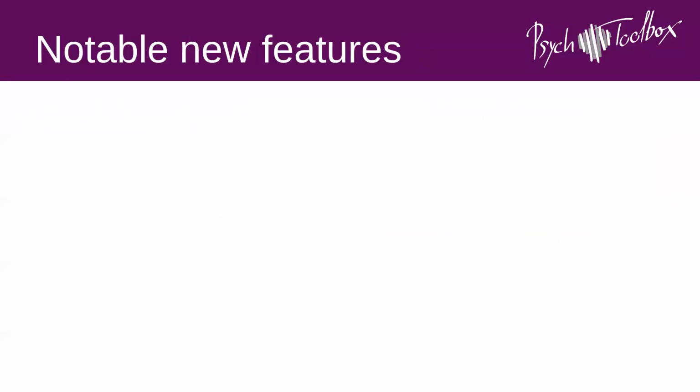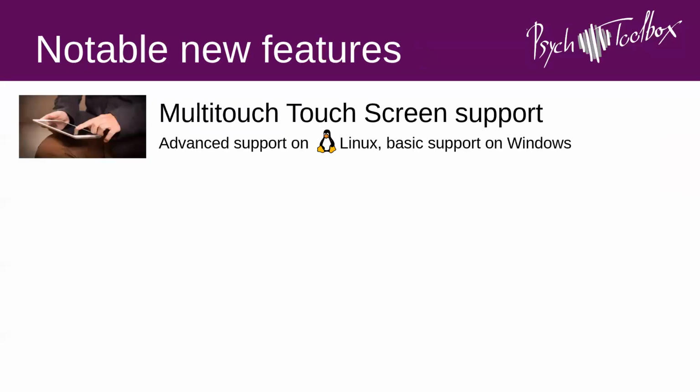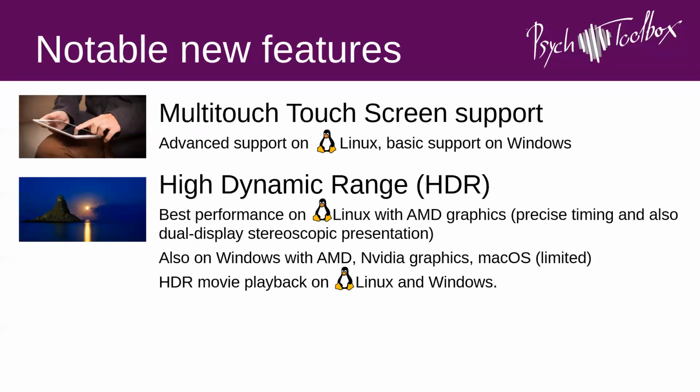I'm going to just do a general quick overview of the notable new features. Multi-touch touchscreen support. This has been available for a while with advanced support on Linux, and now basic support is also available on Windows. High dynamic range is a new feature. This is something that allows you to have a greater range of brightnesses than previously possible. The best performance is on Linux with AMD graphics, but there are also options for Windows, a little bit for macOS, and also some options for NVIDIA graphics. There's also high dynamic range movie playback available on Linux and Windows.